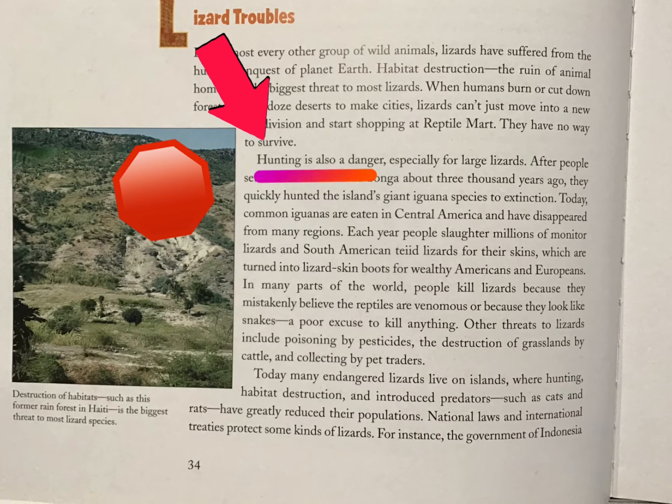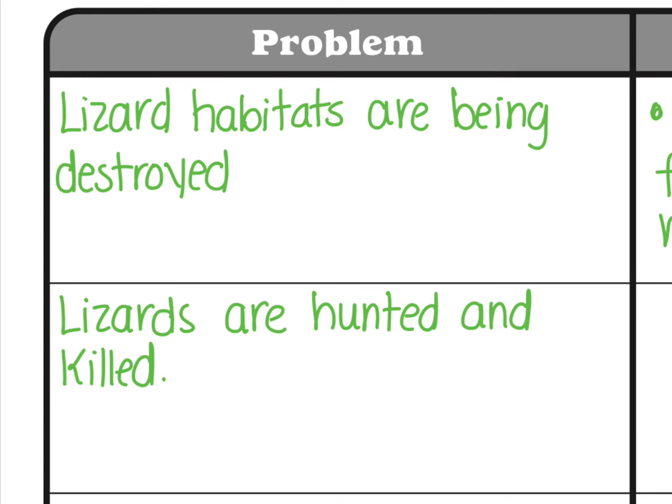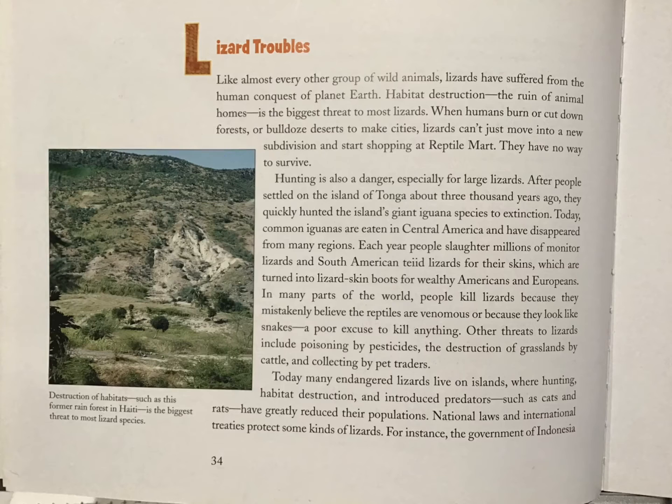Stop here. We've also been introduced to another problem. Hunting. Let's make sure we add that to our charts too. I'm going to record lizards are hunted and killed. Pause here to record, and then we'll keep reading. Hunting is also a danger, especially for large lizards.